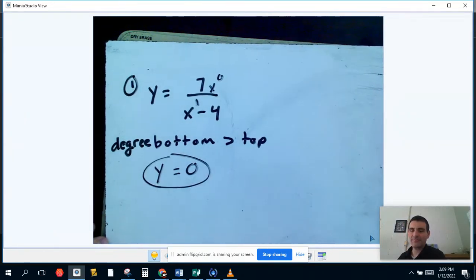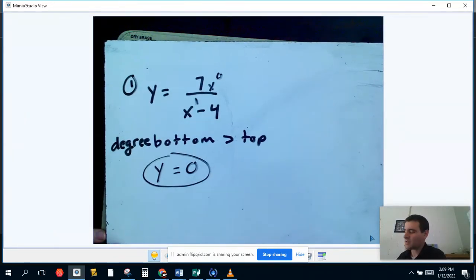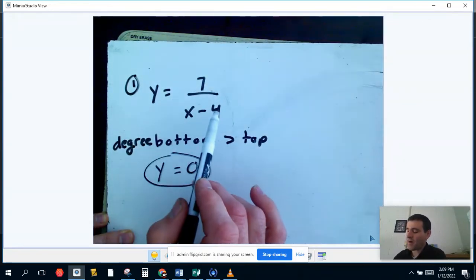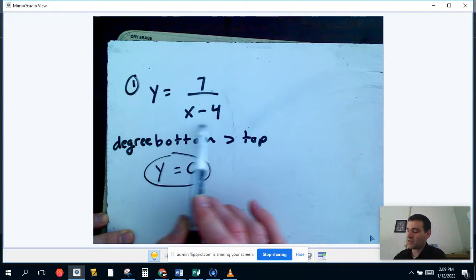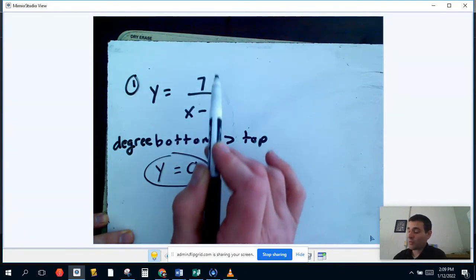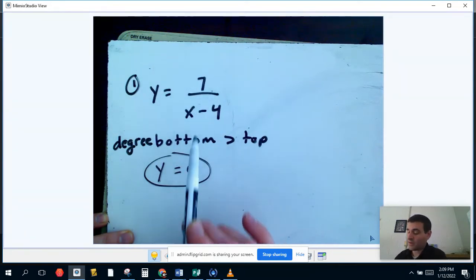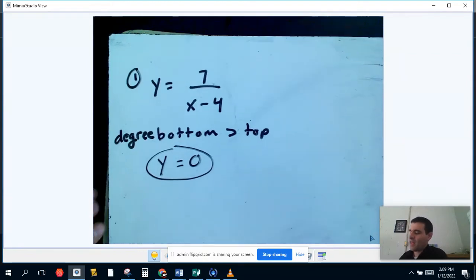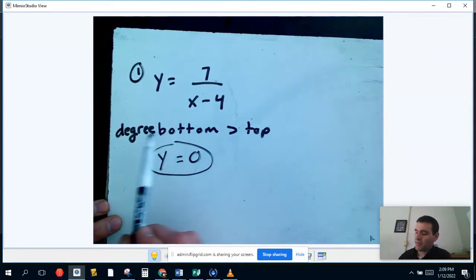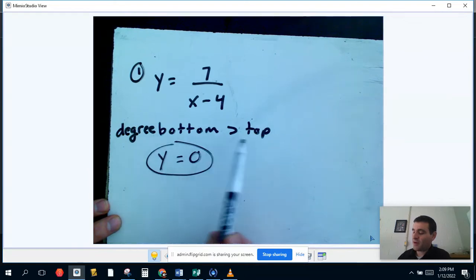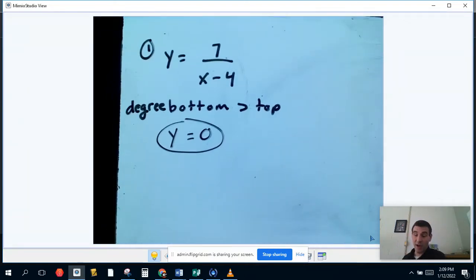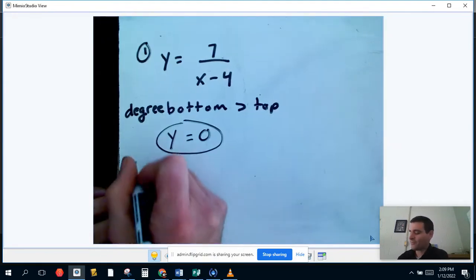Okay, and the reason for that is as x gets bigger and bigger and bigger, the bottom gets much larger than the top, and the ratio gets very, very small. So it gets closer and closer to 0. It's kind of sort of a calculus idea of a limit. But for now, it's best probably just to memorize if the degree of the bottom is bigger than that of the top, the answer is y equals 0 for your horizontal asymptote. It's always y equals 0, no matter what these other numbers are.